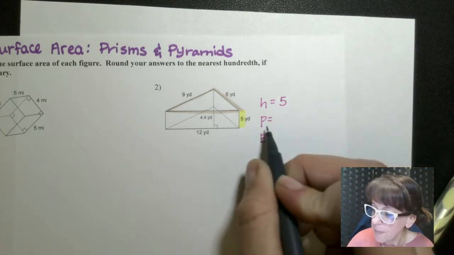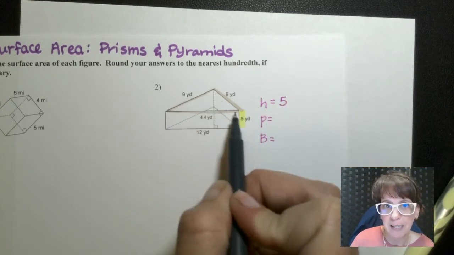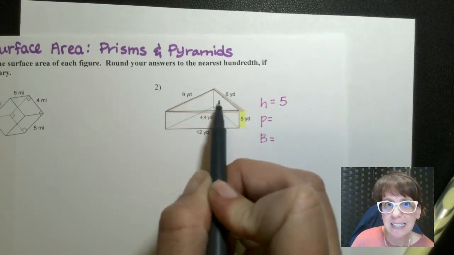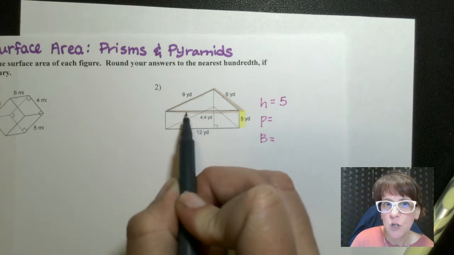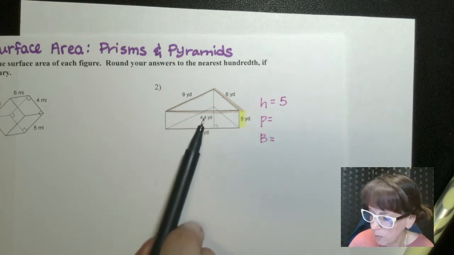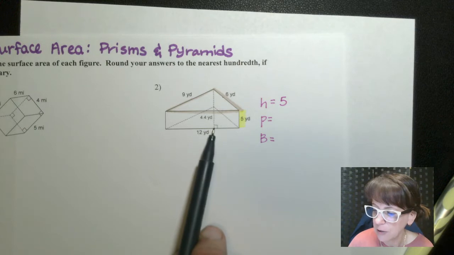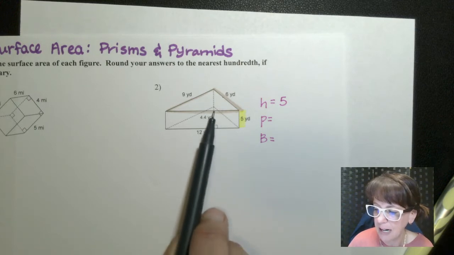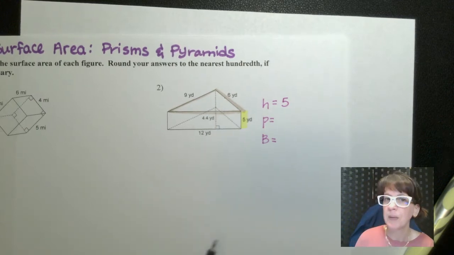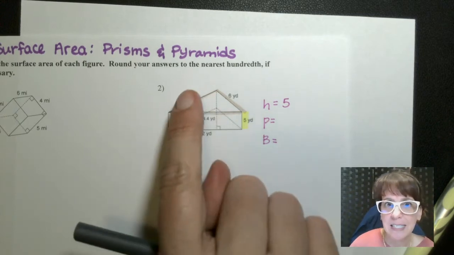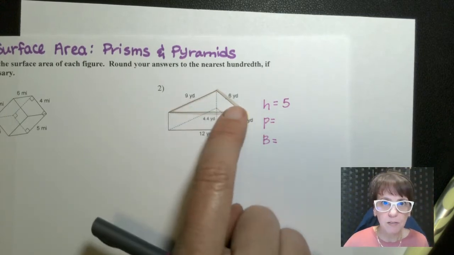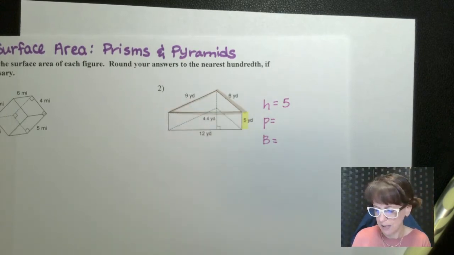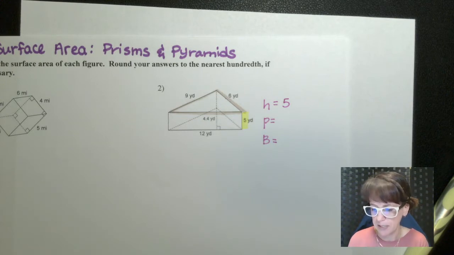Now the perimeter of the base, remember perimeter is adding them all up, right? So we have 9 and 6, and then we have 12 here. This 4.4 is just telling you the height of the actual triangle on the base there. So the perimeter is 9 plus 12 plus 6. So 9 plus 12 plus 6, just so I don't mess up, 27.